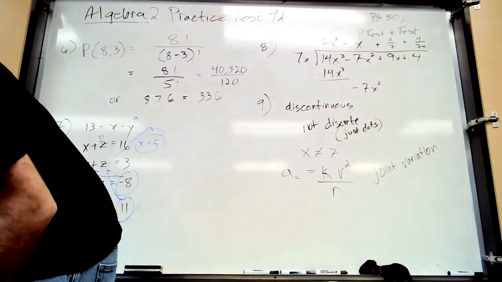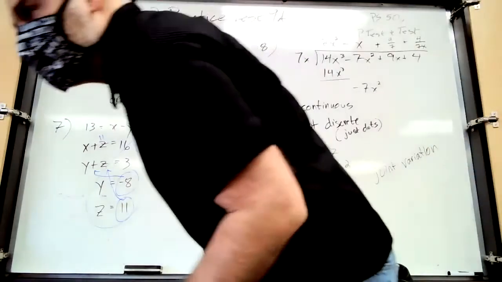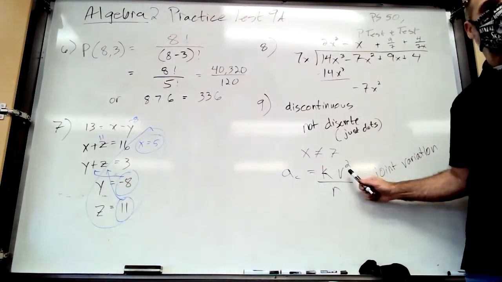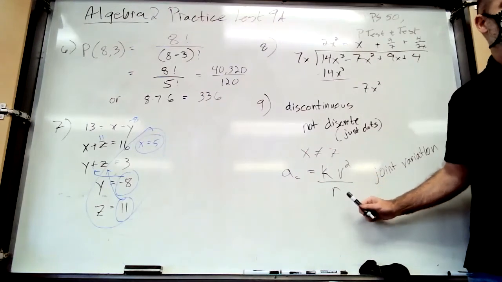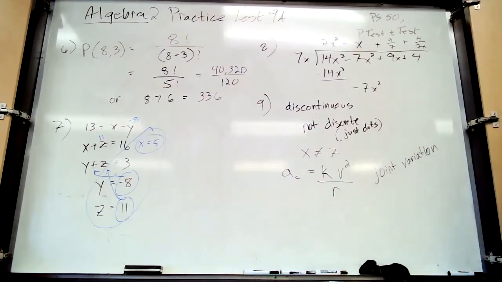Okay. So that K can go on top or it can go out in front. It doesn't matter. So basically, if it's direct, then whatever it's direct to goes on top. Whatever it's inverse to goes on the bottom. Okay. Does that make sense? So you're really just translating this left to right. So A subscript C is first. That goes on the left.